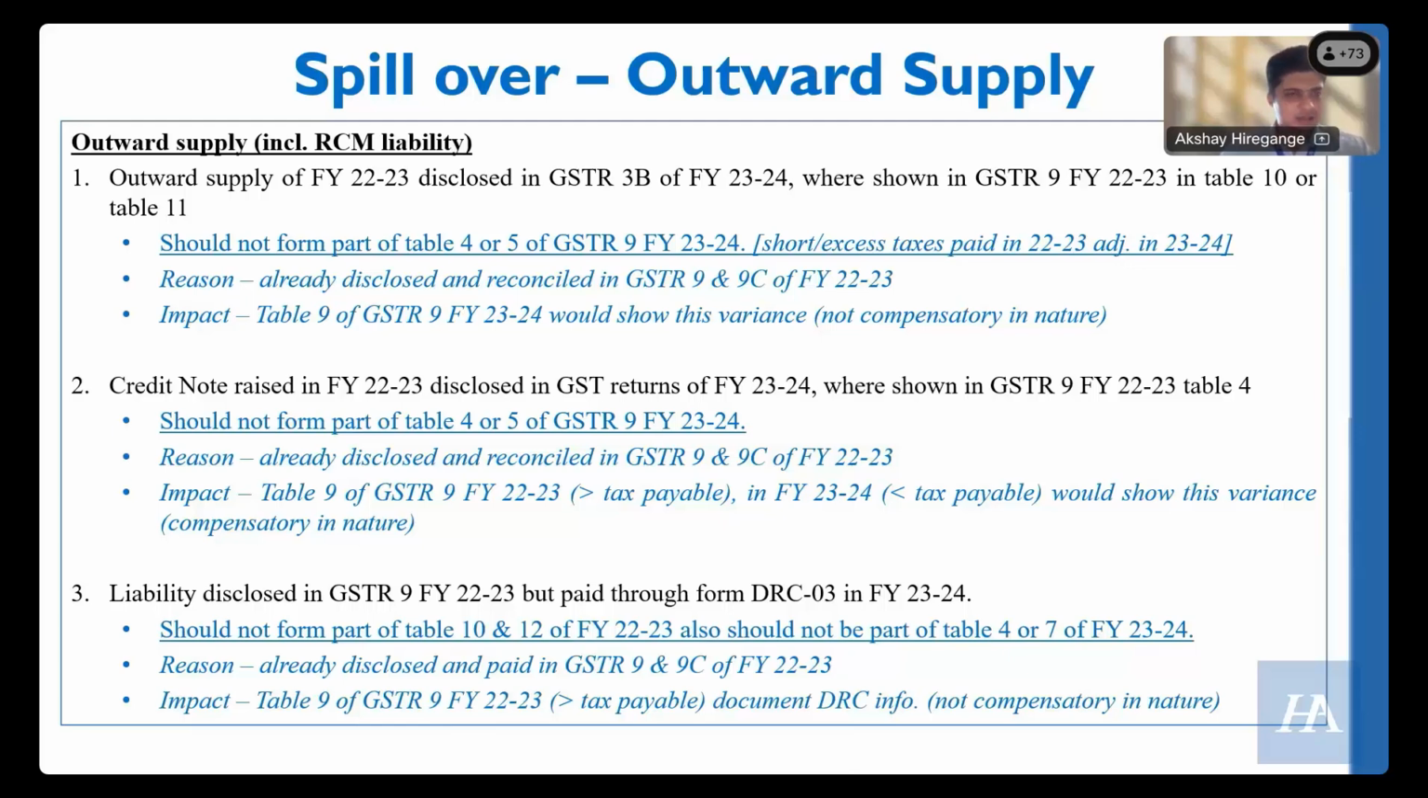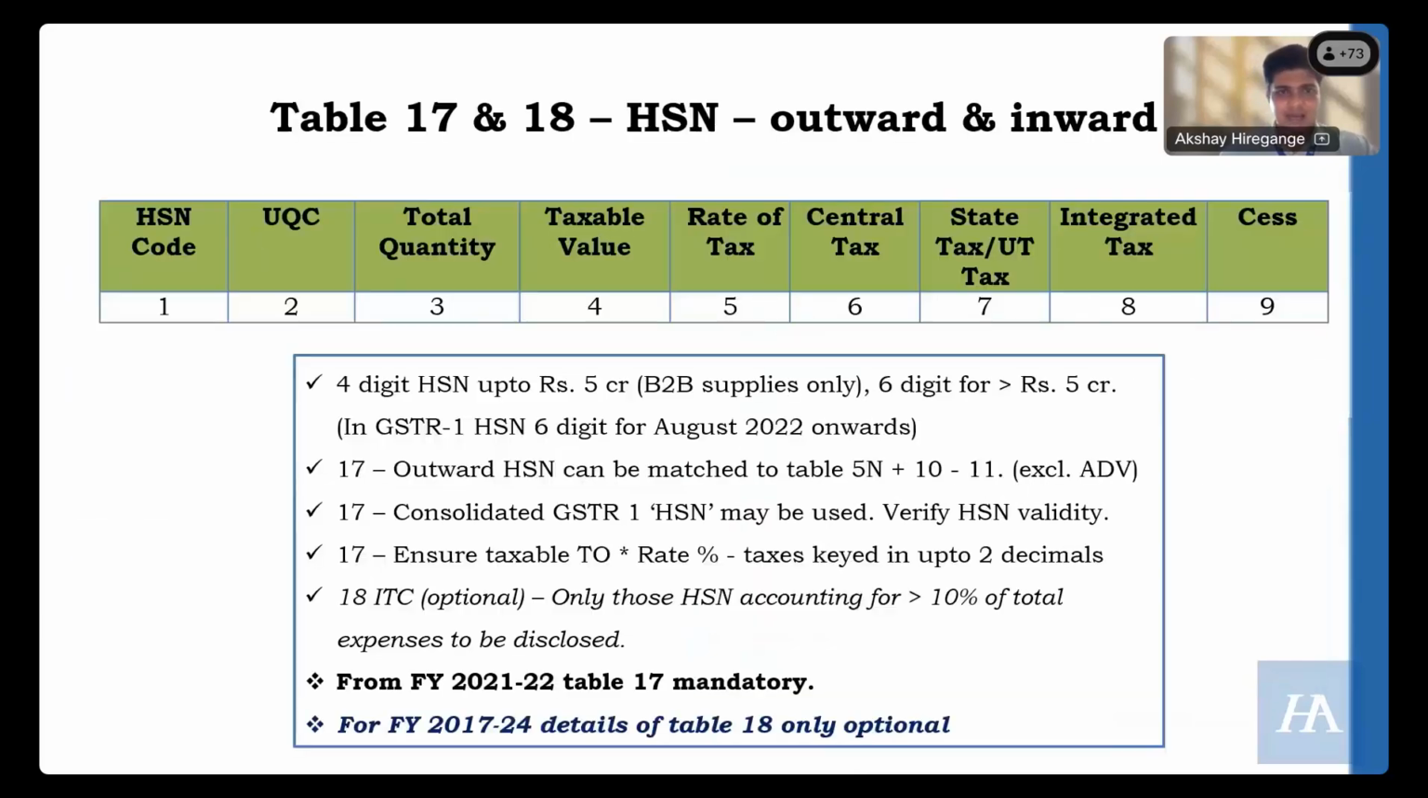If you have any other spillover transactions in mind, please note them down and send them to my email ID. The balance tables are optional, other than table 17, which is outward. Like I mentioned, please keep in mind you do the matching against 5N plus 10 minus 11, excluding the advances. There is a 10 rupee adjusting variance here. So even though you need to key the values up to 2 decimals, there is up to 10 rupee variance.